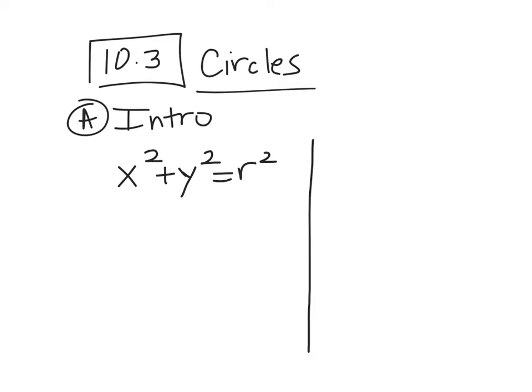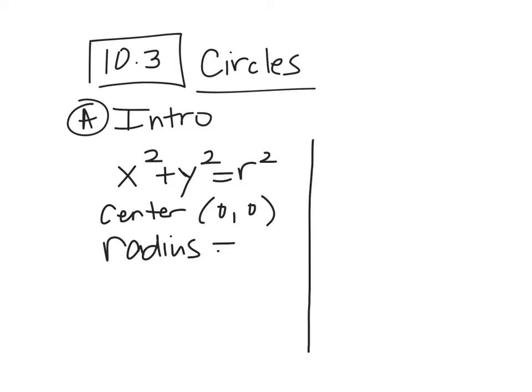All right, for this one, x squared plus y squared equals r squared. What this means is this would be a circle that has center at the origin. So center is at 0, 0. And the radius, or the distance from the origin, is r.